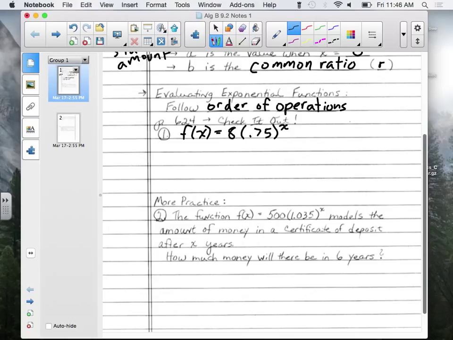This question is asking how big the width of the picture will be after we reduce it 3 times. So 3 would go in for x, because that's how many times we're reducing it, right? So you can just rewrite it as 8 times 0.75 to the 3rd power.